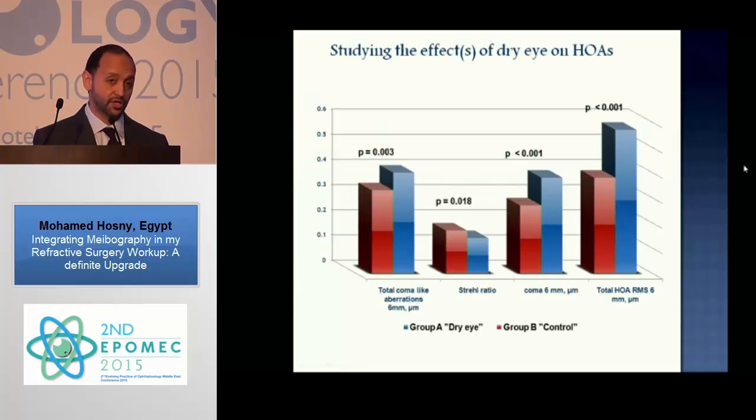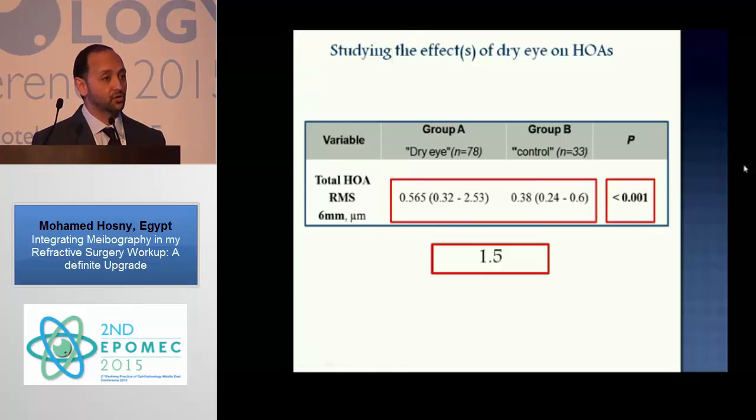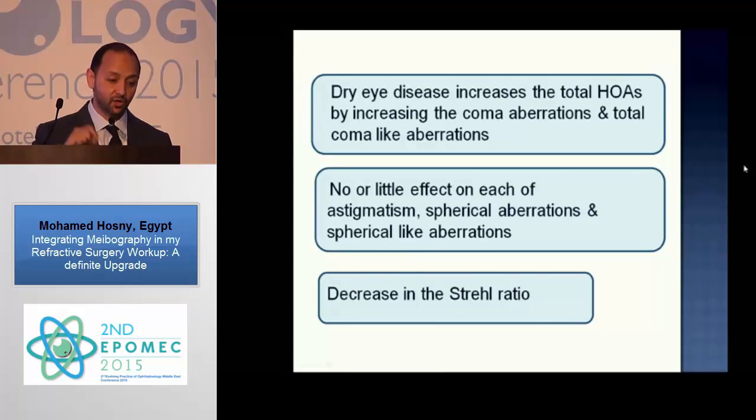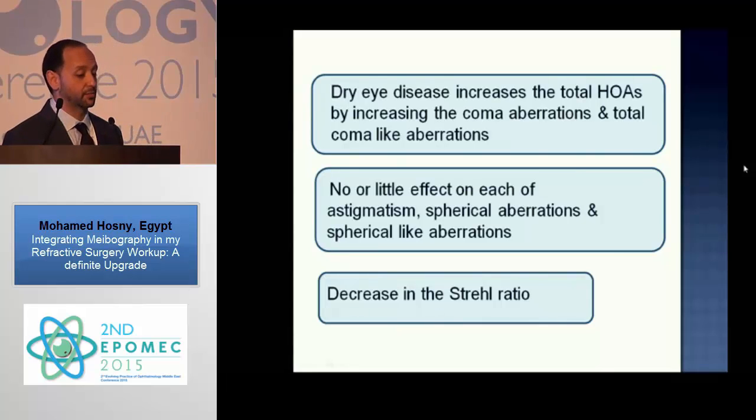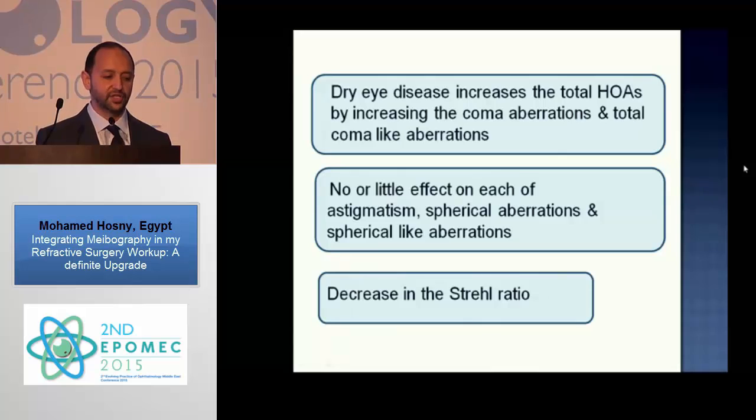We found that coma-like aberrations were much higher in patients with dry eye. We found the lowest Strehl ratio in these patients, but we did not find a correlation with spherical aberration and secondary astigmatism. The amount of RMS in the dry eye group was 1.5 times that of the group with no dry eye. Dry eye disease increases the total higher order aberrations by increasing the coma aberrations and the total coma-like aberrations, with little effect on astigmatism, spherical aberrations, and spherical-like aberration, and there was a definite decrease in Strehl ratio.